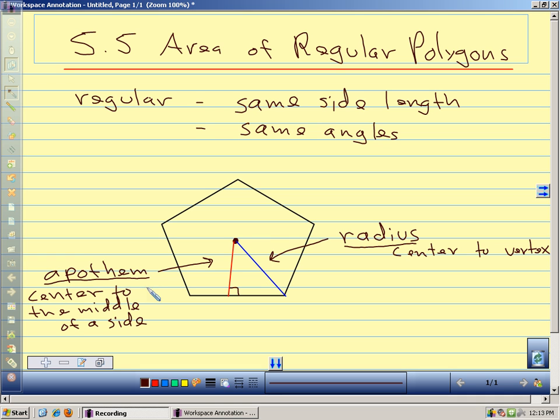Now we could keep drawing segments for the radius around our polygon, and we would have triangles that were all the same size all the way around. Because it's a regular polygon, all of our triangles would be the same size. We could find the area of the polygon by adding up the area of all the triangles. And that's where our formula comes from, is if we divide this into triangles and add up the area of all the triangles inside the polygon, that would give us the area of the entire thing. And that's how we come up with our formula for the area.